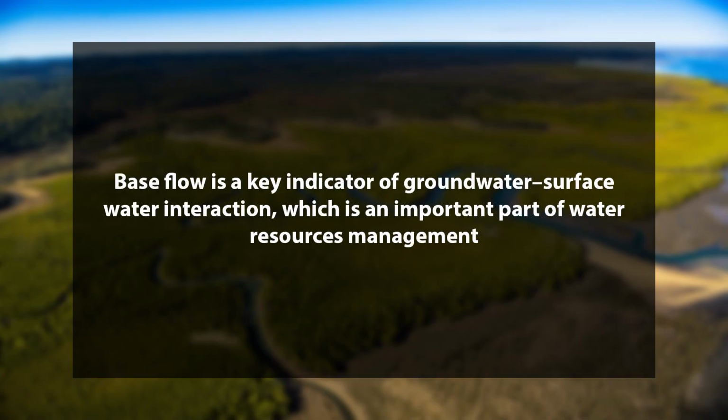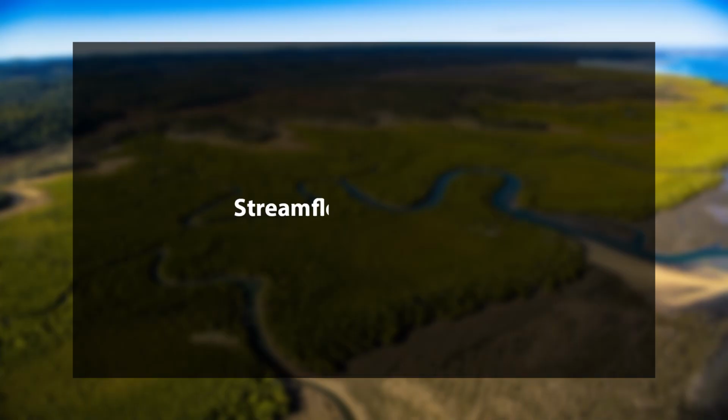Thus, base flow is a key indicator of groundwater surface water interaction, which is an important part of water resource management. This module is devoted to the understanding of the concept of base flow. It also provides the learners an understanding about the separation of base flow and its modeling and how it has changed over the past in India's river systems. Now, let us discuss stream flow hydrograph.